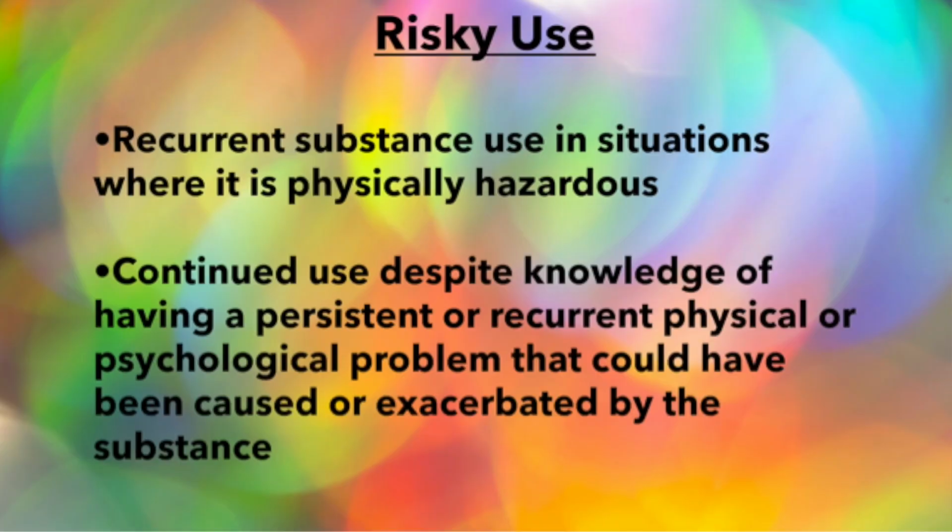The next category is continued use despite knowledge of having a persistent or recurrent physical or psychological problem that could have been caused or exacerbated by the substance. Basically, it's saying that I knew I had some sort of psychological or physical issue that was caused or could get worse from alcohol or drug use, and I continued to do it regardless. Throughout this whole process, when I was drinking, I got to the point where I knew I shouldn't be drinking, but that wasn't enough to stop me.